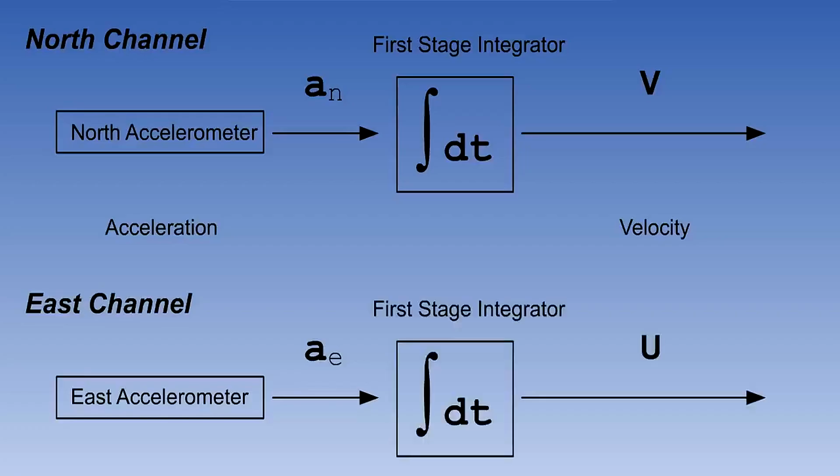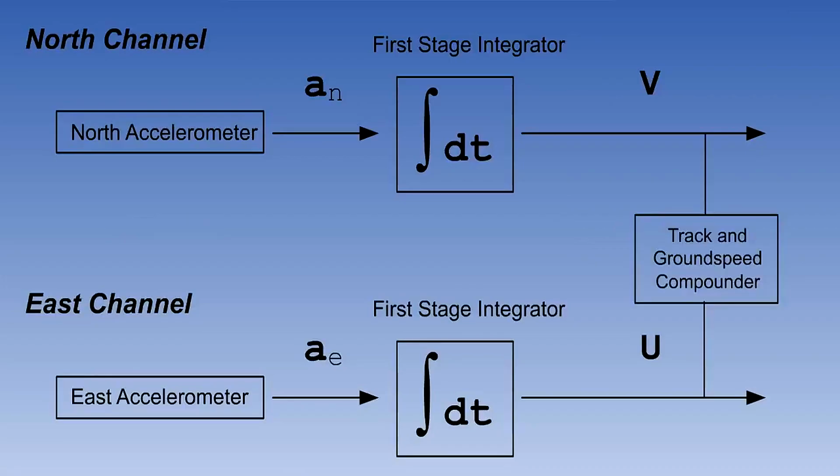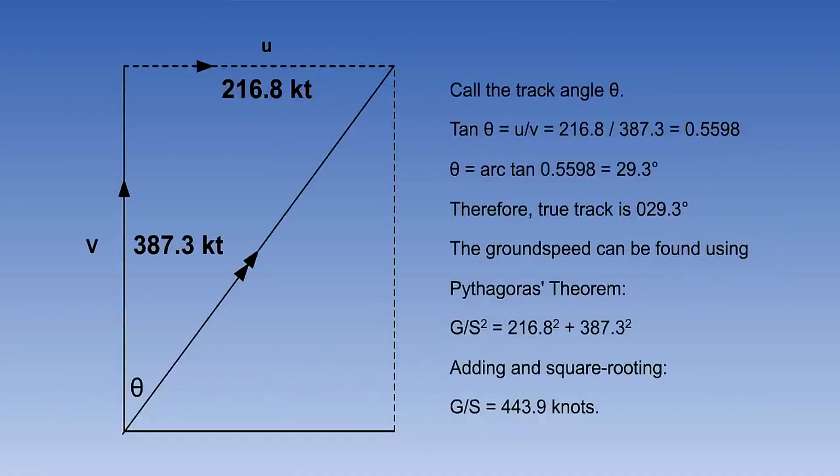The northerly acceleration passes through the first stage integrator, where it is integrated into velocity northwards, V. You might think that if we have used the convention a subscript N for northerly accelerations, to be consistent, we should use V subscript N for northerly velocities, but we don't. In navigation, V on its own usually means northerly velocity, and U on its own means easterly velocity. It is a widely used convention, and we will follow it. The easterly acceleration is converted by its integrator into velocity eastwards, or U.